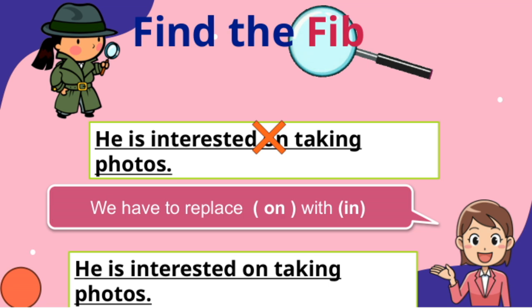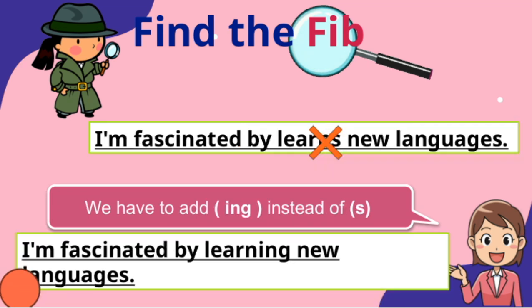Now, let's find the fib. Which part do you think is incorrect? "I'm fascinated by learning new languages." You might notice that when we talk about this, we often say "learning" instead of "learns" because of how verbs change with different tenses and structures. For example, we say, "I'm fascinated by learning" rather than "I'm fascinated by learns," which isn't correct in English. It's important to add -ing to the verb when we're discussing ongoing interests or activities, like learning, studying, or practicing. This helps us express that we're engaged in something actively.